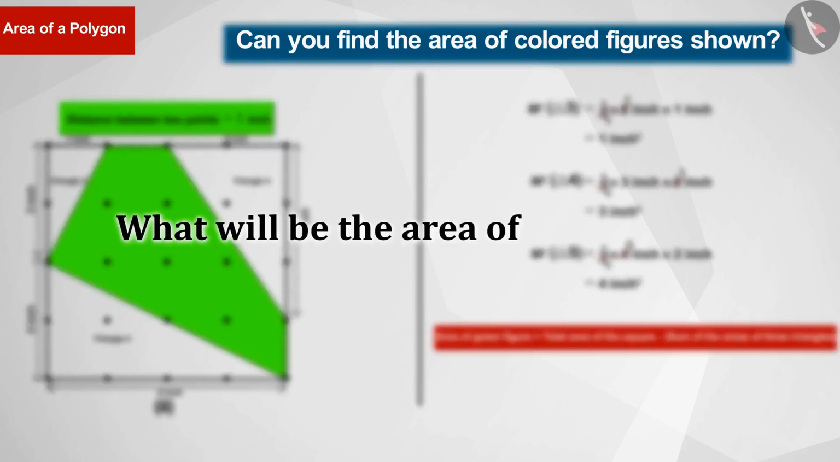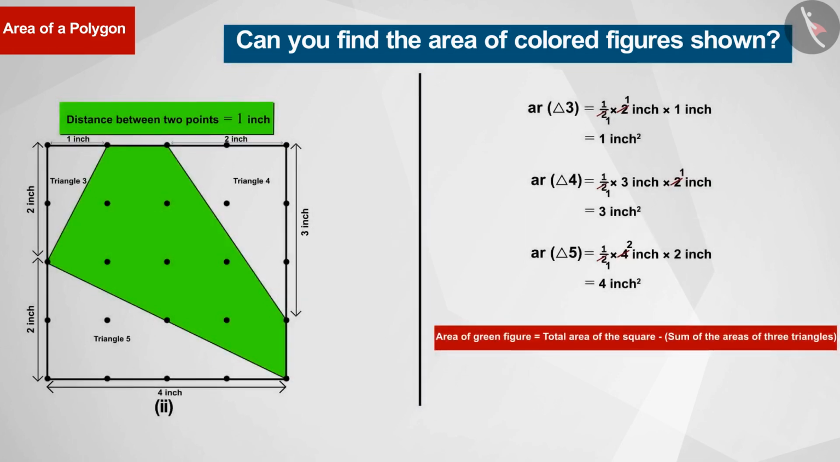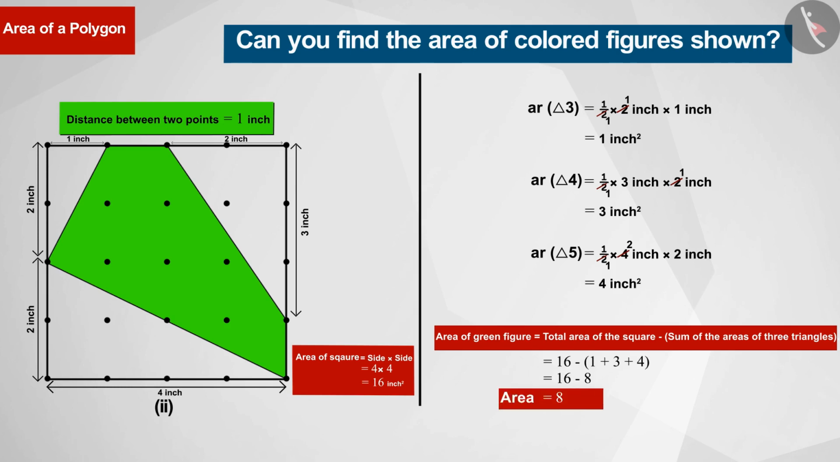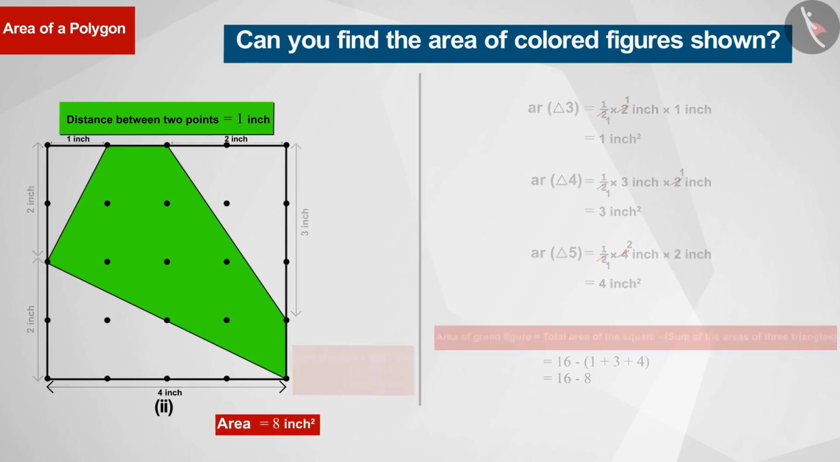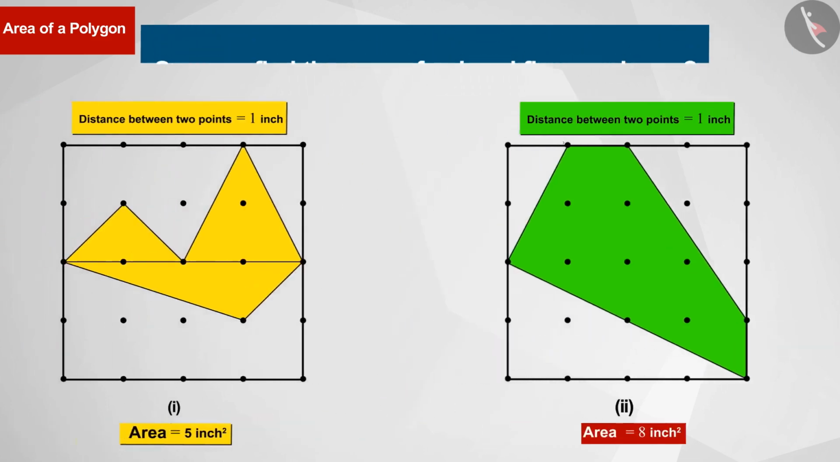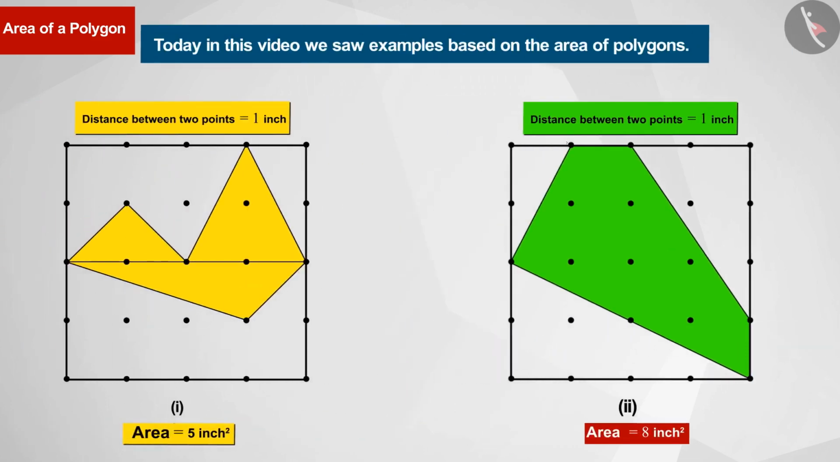So can you tell what will be the area of the square? Perfect. Since the length of each side of the square is 4 inches, the area of the square will be 16 square inches. With the help of which we get 8 square inches of green area. Today in this video, we saw examples based on the area of polygons.